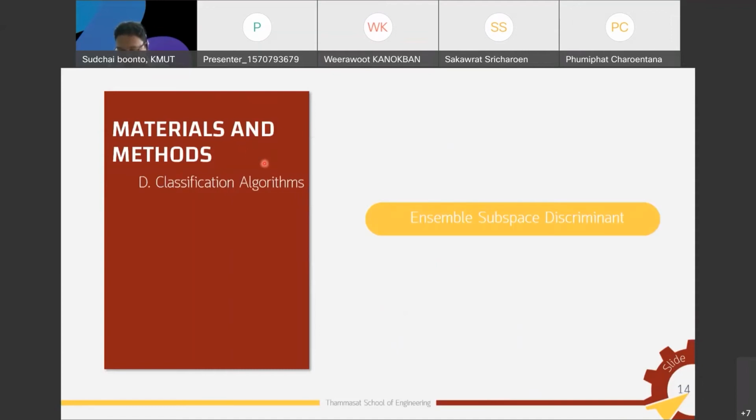The last part, classification algorithm. The ensemble subspace discriminant is a subspace learning technique to improve the accuracy of LDA analysis. It can analyze high dimension data. Also, this algorithm uses less processing memory. The principle is to select a random subspace from the possible values and then train the weak learner. It repeats random selection and trains the model of weak learners until there are no weak learners left before making a decision.